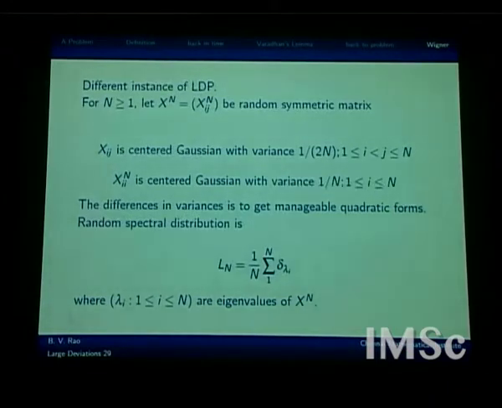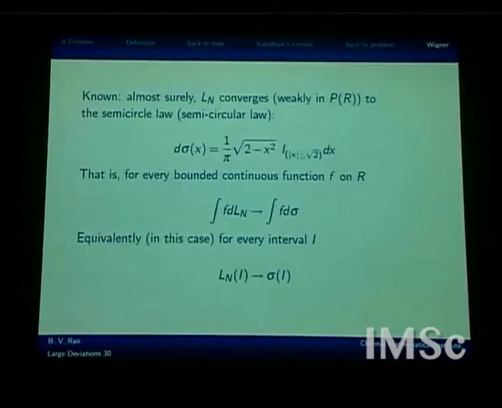So, Ln is 1 by n summation delta lambda i. These are the n eigenvalues. I shall put mass 1 by n. This is called the spectral distribution. It is known that almost surely Ln converges to the semicircle law.